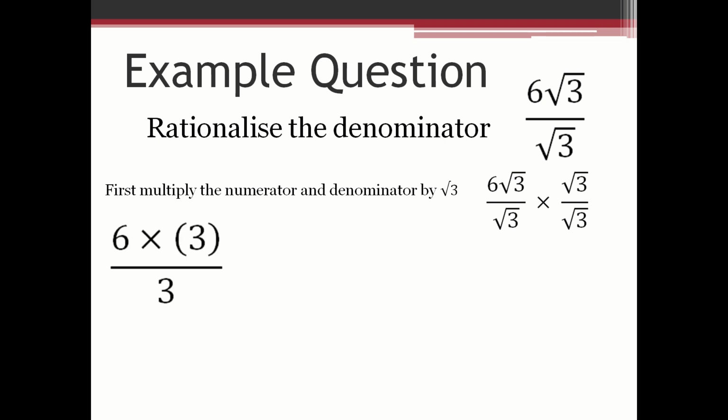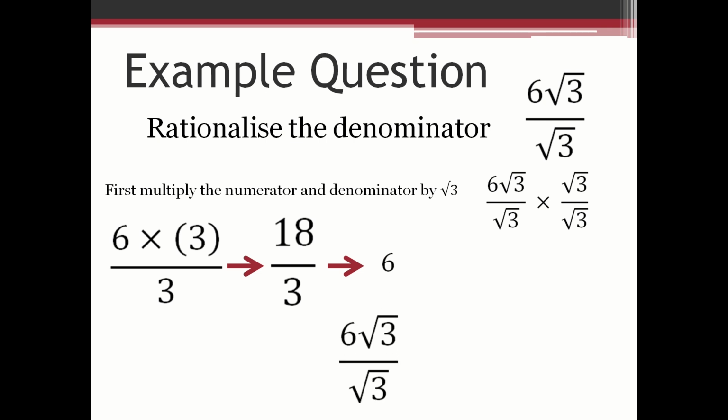So it will become 6 times 3 over 3. So 6 times 3 is 18, and that's over 3. 18 is divisible by 3. You divide 18 by 3, and your answer is 6. So therefore, 6 square root 3 over square root 3 rationalized is equal to 6.